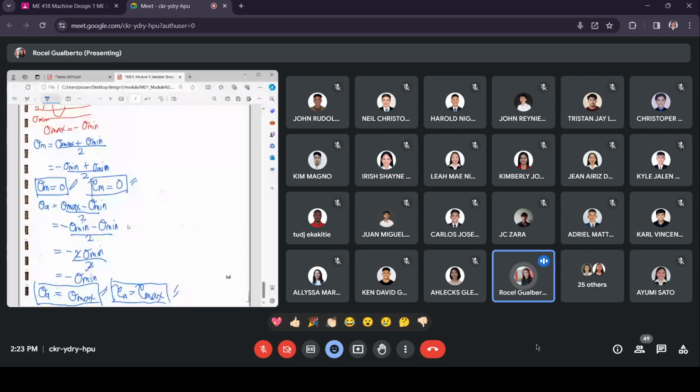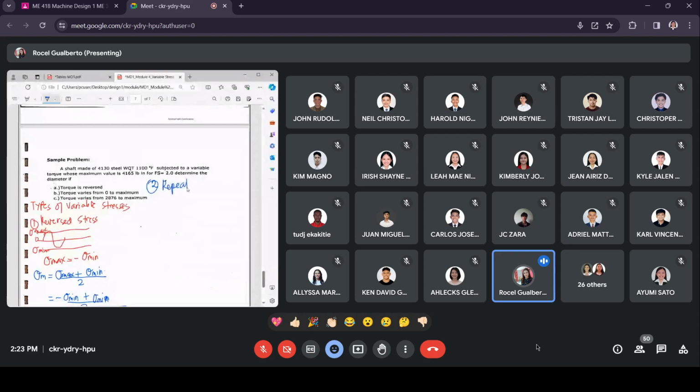Second one. The second one is called repeated stress. For a repeated stress, either the maximum stress or the minimum stress is set to 0. It can be that sigma maximum is 0 or sigma minimum is 0. So for example, we set sigma minimum to 0.